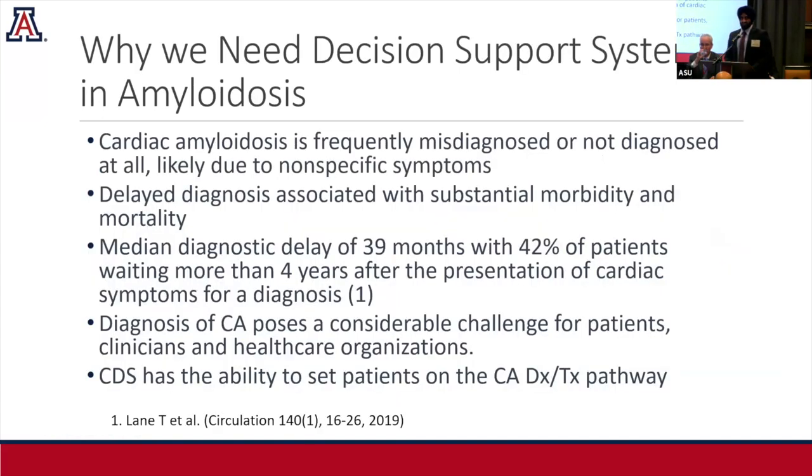So why do we need decision support in amyloidosis? I think this has been extensively covered here. A lot of these signs and symptoms are nonspecific, so physicians from a variety of backgrounds will end up seeing these patients, and if they're not communicating, that will oftentimes delay the diagnosis tremendously. We know that delayed diagnosis of amyloidosis is incredibly morbid. The mean diagnostic delay has been reported to be 39 months, and 42% of patients will not have a diagnosis within 4 years after the onset of cardiac symptoms. So it's a significant challenge that we're all working to address. The hope is that clinical decision support will eventually, with the help of newer technologies such as artificial intelligence, get patients on the diagnostic and therapeutic pathways much, much quicker.